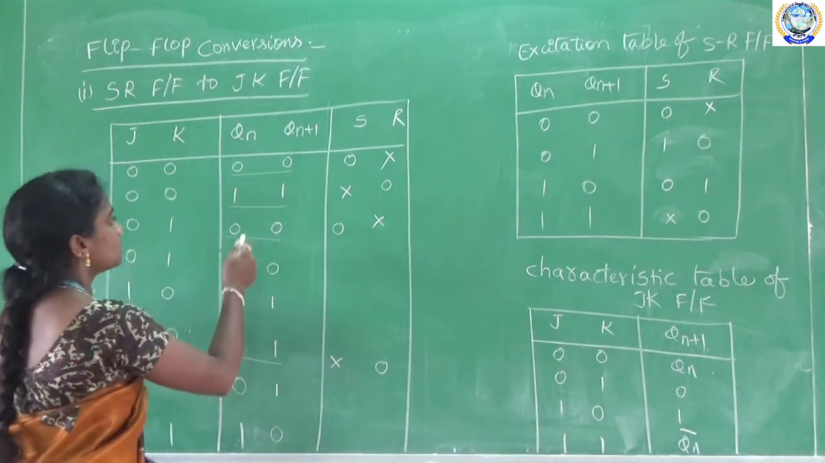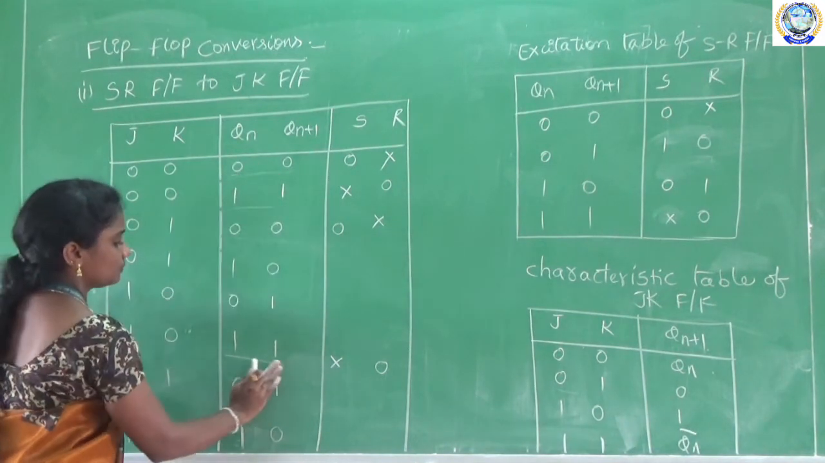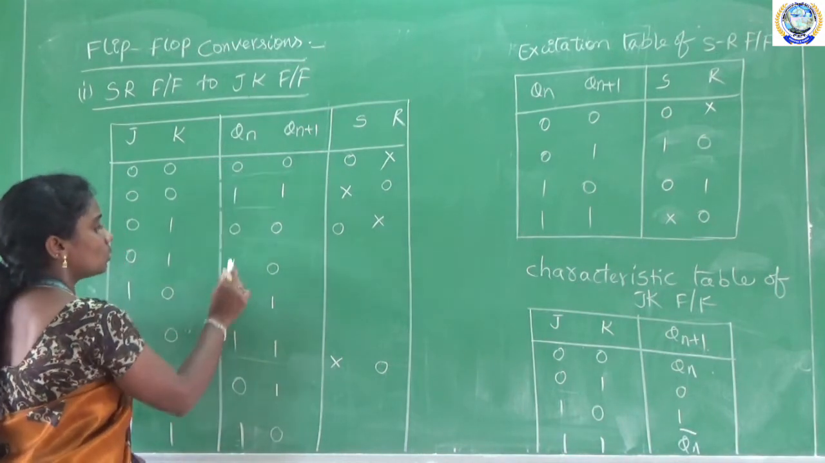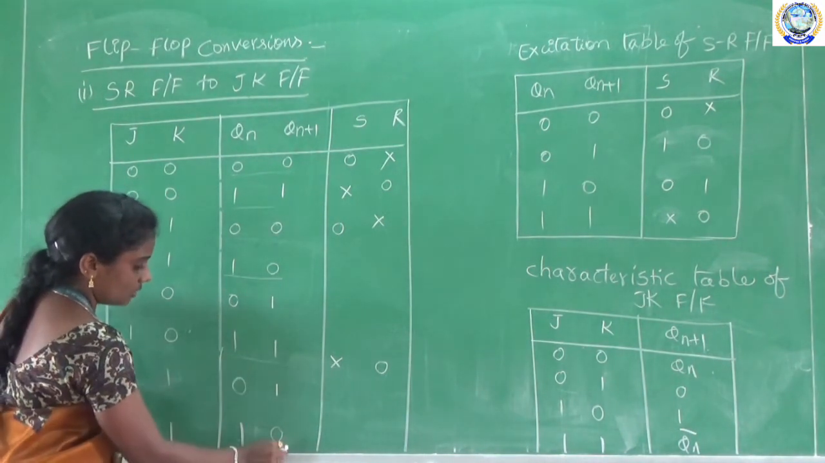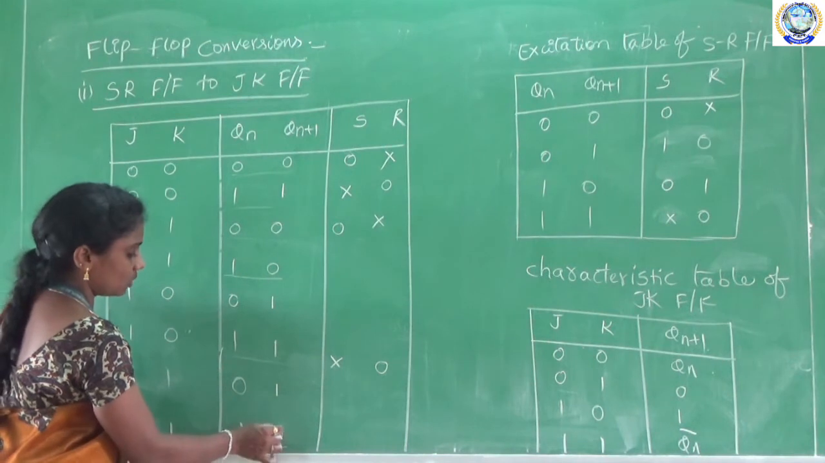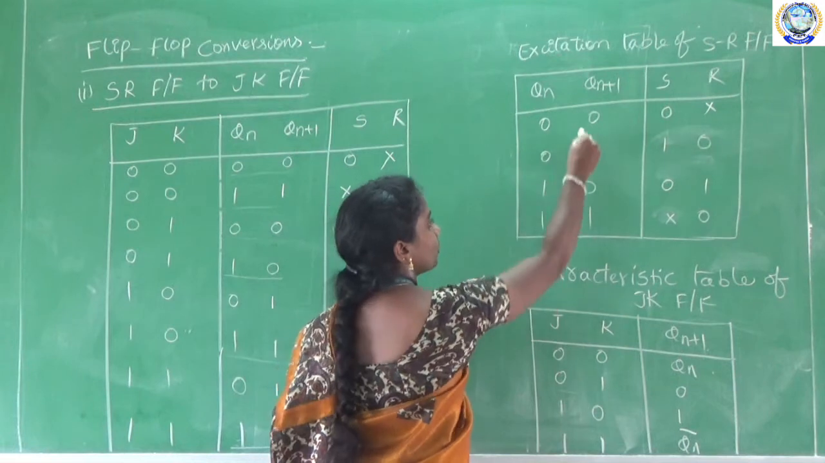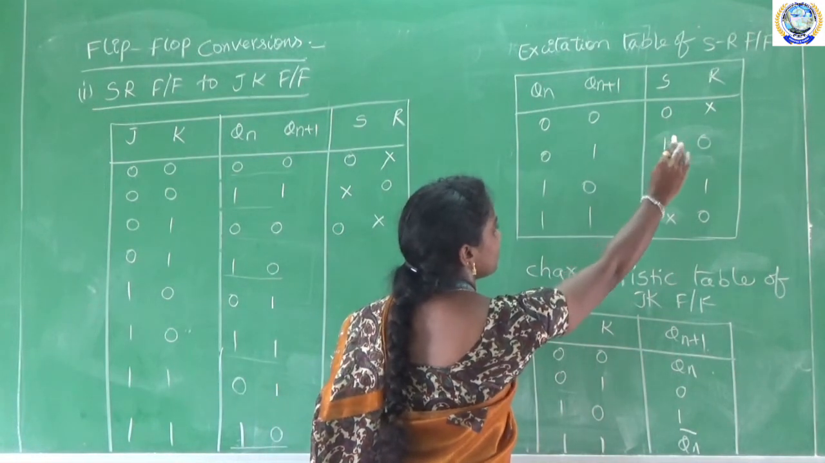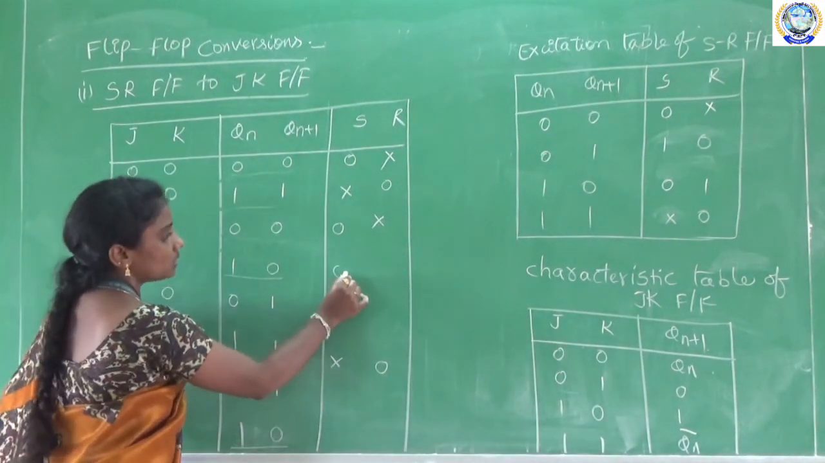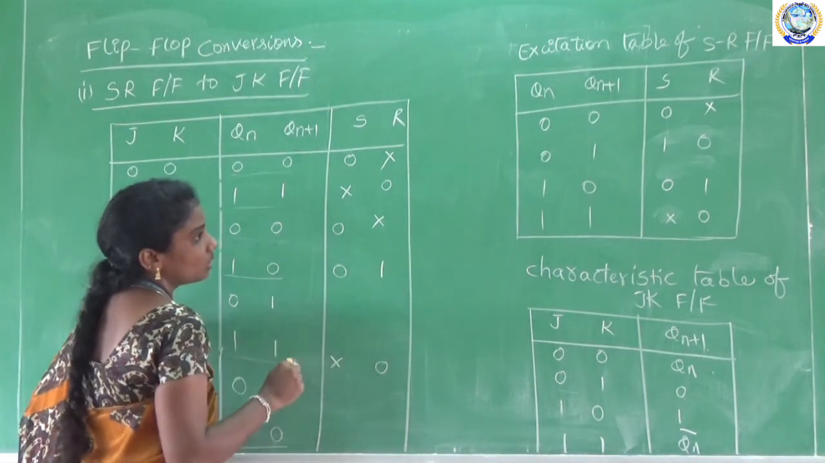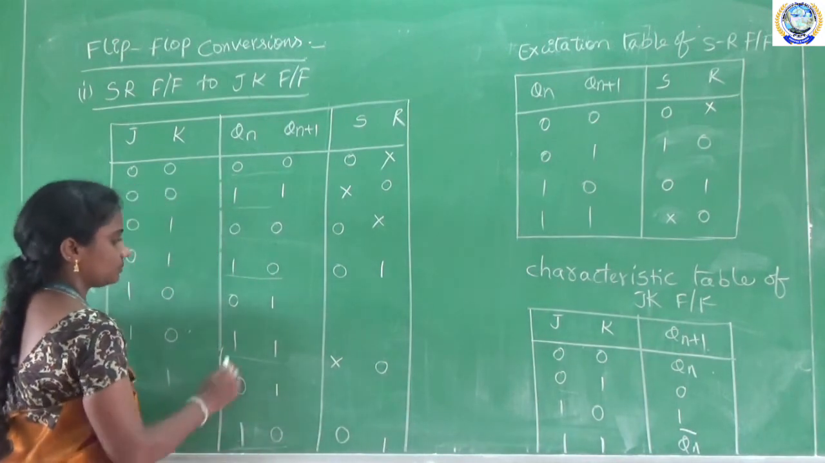Next, here consider, what are the conditions? We need to consider Qn equal to 1, Qn plus 1 equal to 0. Again here we are having Qn equal to 1 and Qn plus 1 equal to 0. If we observe the excitation table, Qn equal to 1, Qn plus 1 equal to 0. What are the values of S and R? S equal to 0, R equal to 1. So we can write S equal to 0, R equal to 1. And here also S equal to 0, R equal to 1.